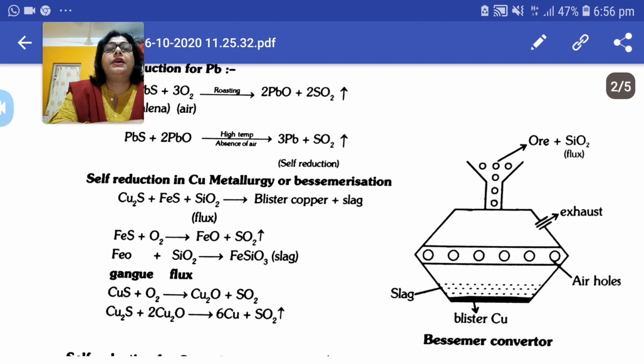So here you see copper sulfide plus ferrous sulfide in presence of flux SiO2. Here SiO2 is acidic flux. So we get blister copper plus the slag. Here the ferrous sulfide along with oxygen first gives you ferrous oxide plus sulfur dioxide. Then that ferrous oxide will further react with SiO2 to give you FeSiO3, which is slag.